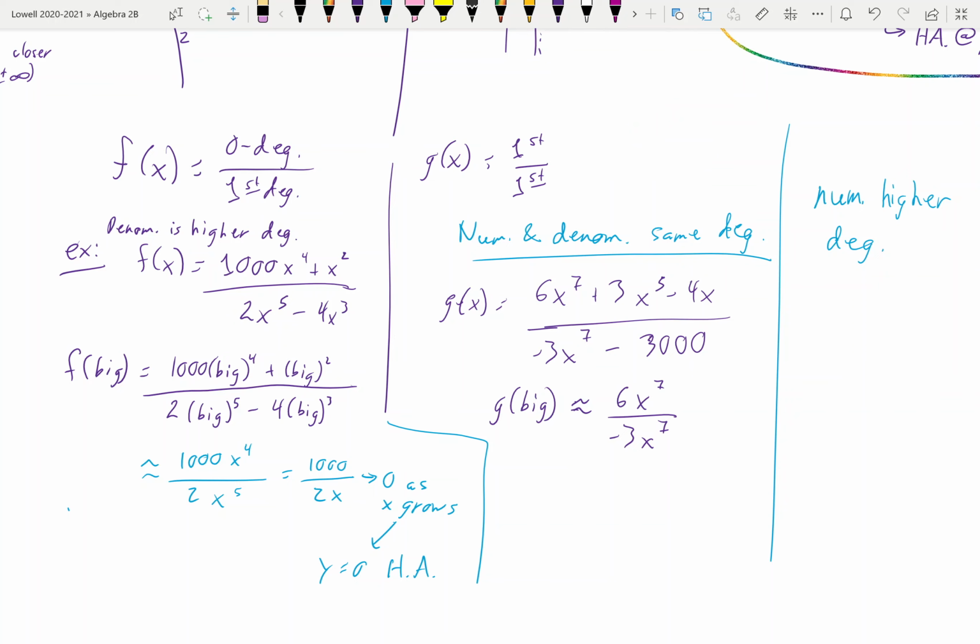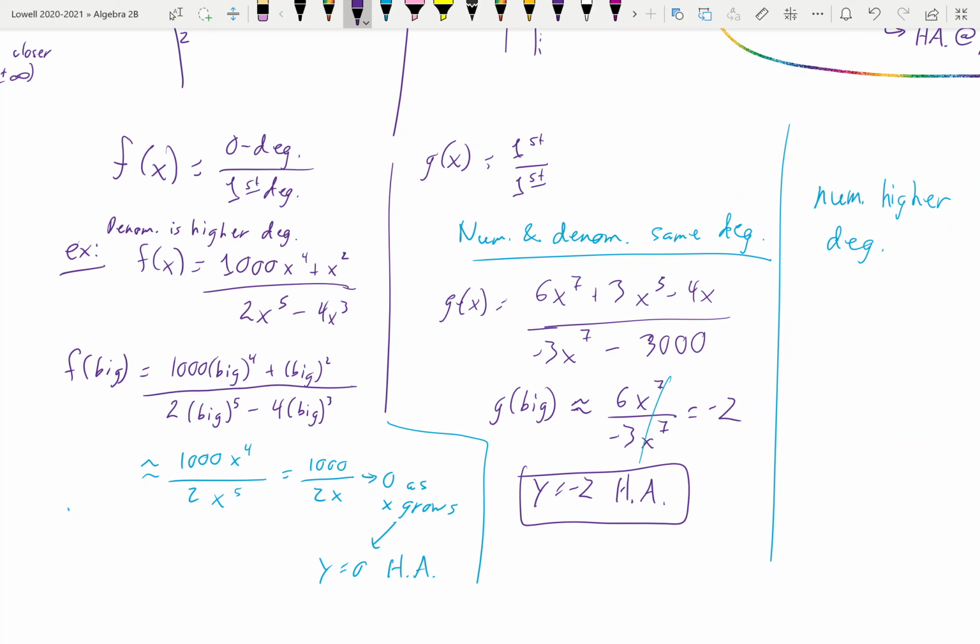But when I have it simplified like so, I can, again, eliminate those. And again, I'm not actually doing this to your actual function. I am looking at the simplified version of the function. And so what I can say is, hey, in this function, when x is really, really big, the only thing that really matters is 6x to the 7th divided by negative 3x to the 7th, which is negative 2. And so what we say is that y equals negative 2 is our horizontal asymptote.